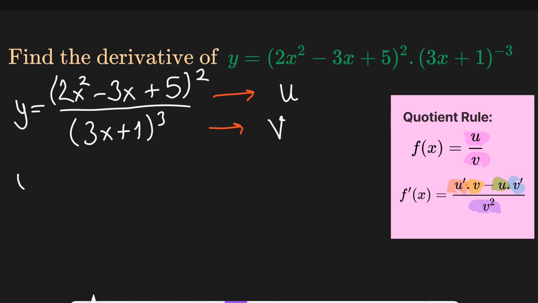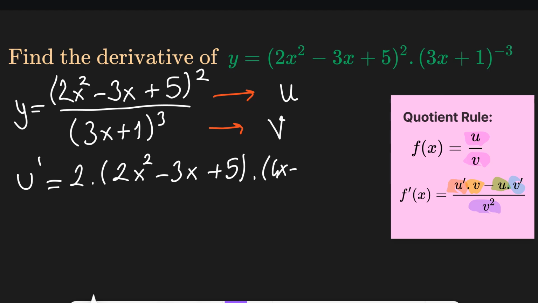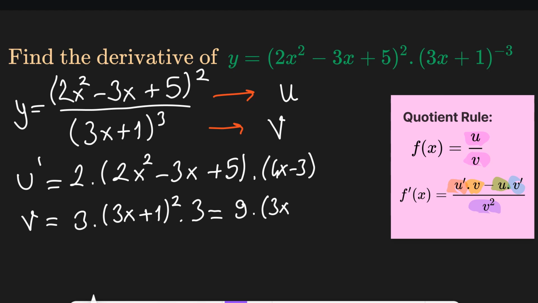Derivative of the numerator using chain rule is 2 times 2x squared minus 3x plus 5 times 4x minus 3. Derivative of the bottom function using chain rule is 3 times 3x plus 1 squared times 3, which can be simplified to 9 times 3x plus 1 squared.